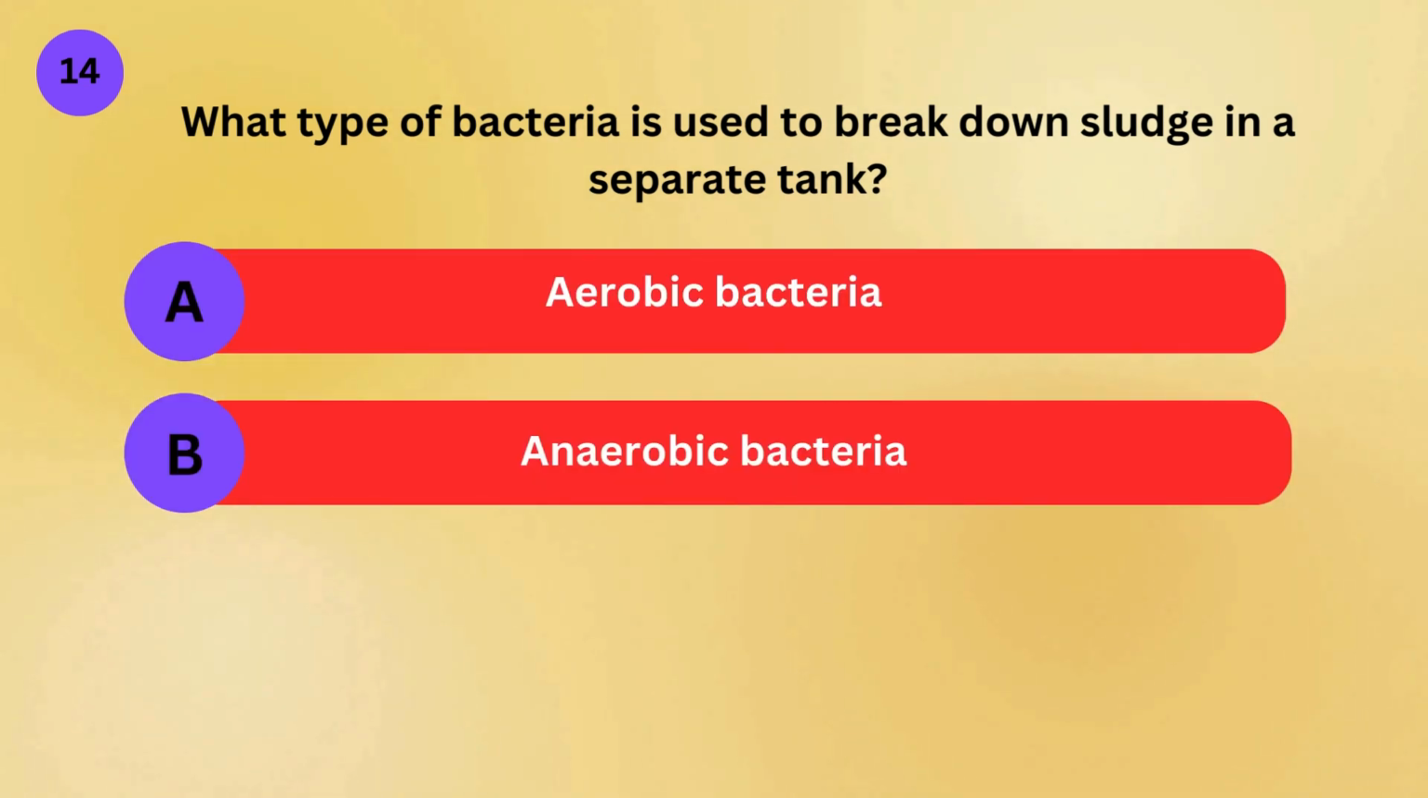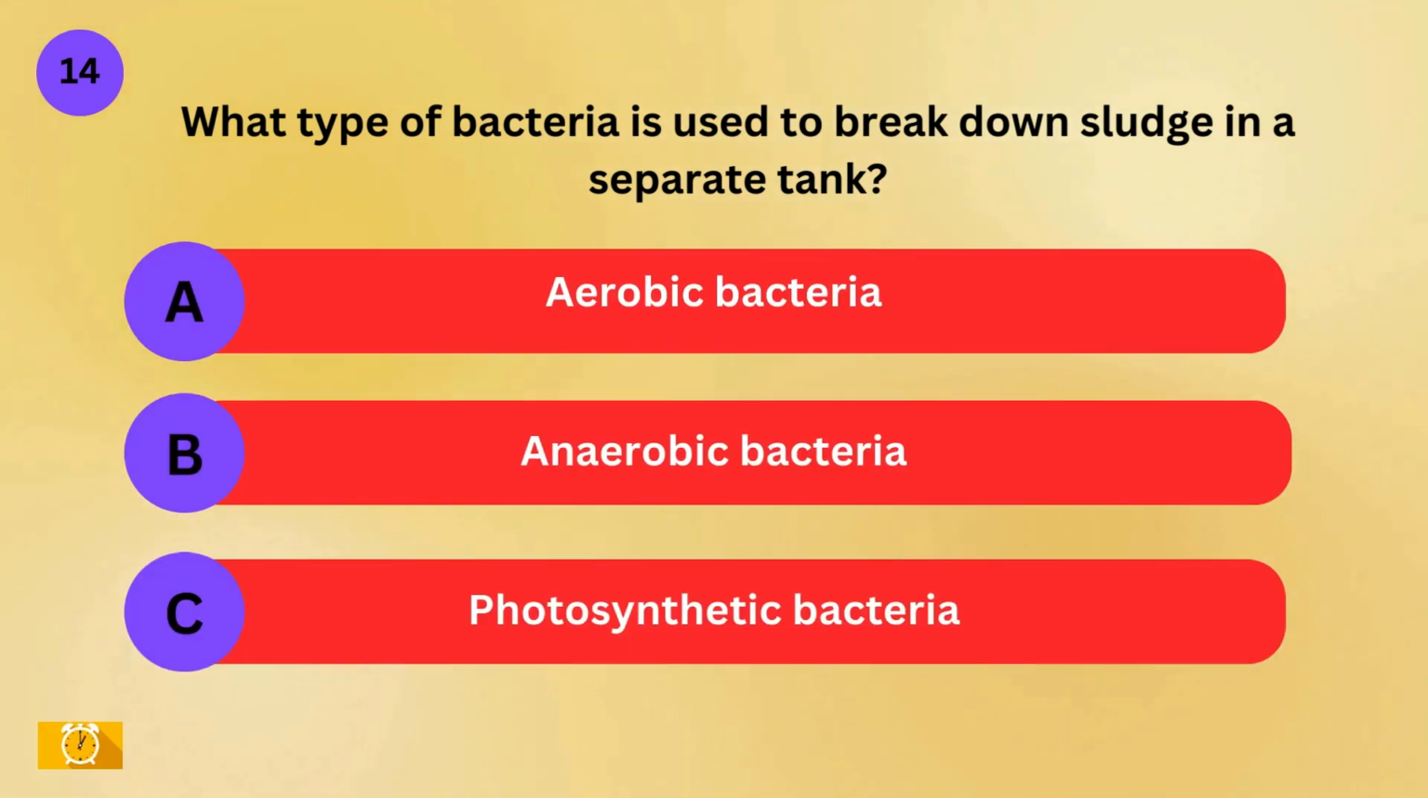What type of bacteria is used to break down sludge in a separate tank? Aerobic bacteria, anaerobic bacteria, photosynthetic bacteria.